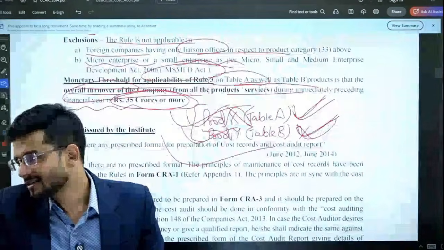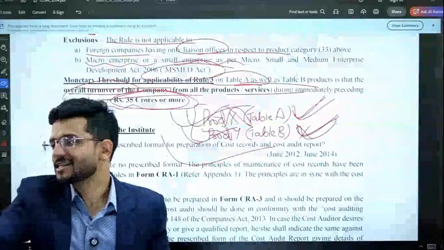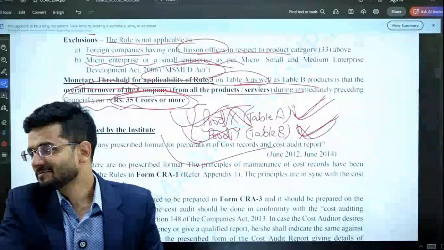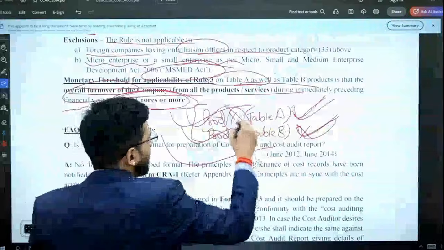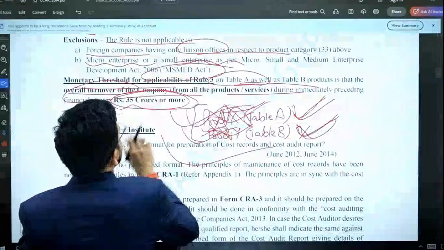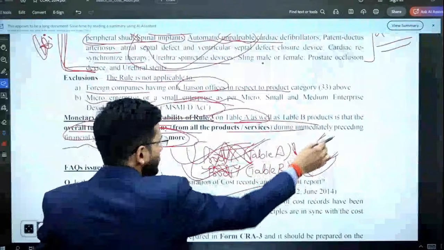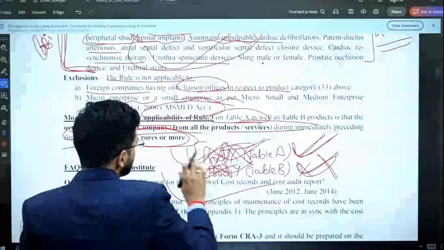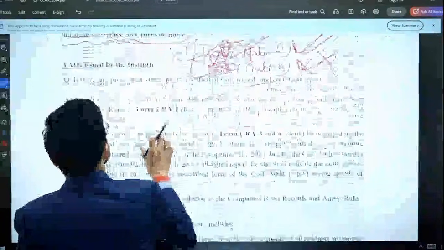Very good answer. No sir, for cost audit this is the criteria. Very good answer. Perfect. So in case of cost records, either both will be covered under cost records or neither will be covered. There cannot be a situation where one is covered under the cost records and the other is not covered. This situation cannot so happen.